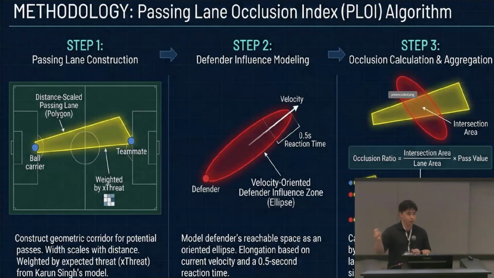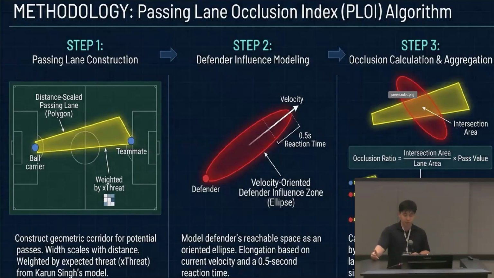And we don't treat these lanes as hairline segments. They're polygons with a width that expands over distance. We modeled that starting with a 2-meter width and then incrementing by 0.05 times the distance. That's meant to reflect the real variance in passing trajectories over longer distances.